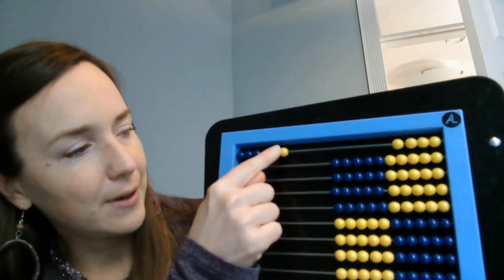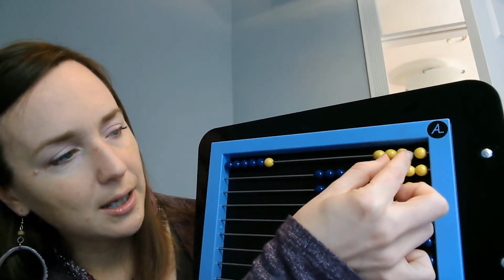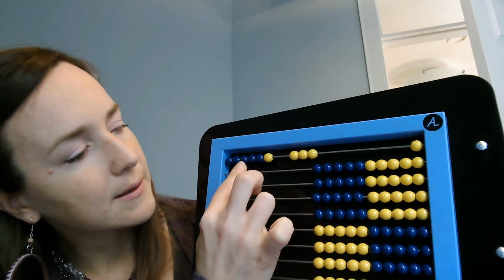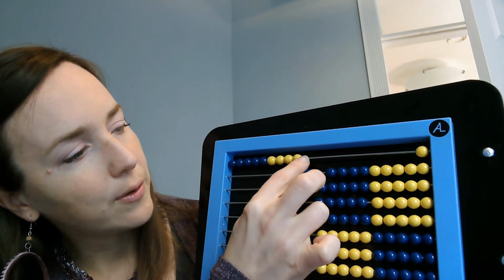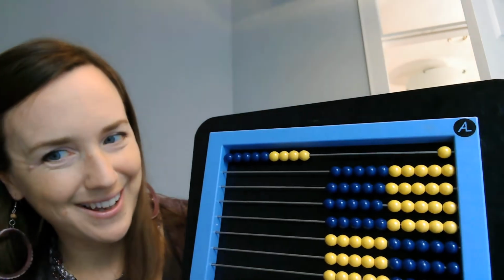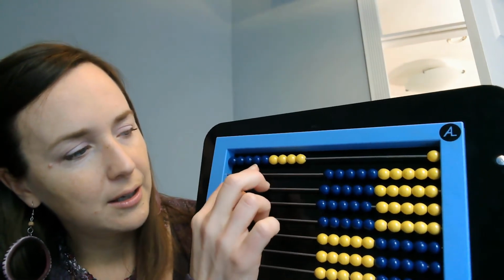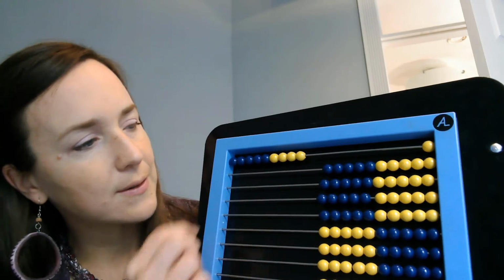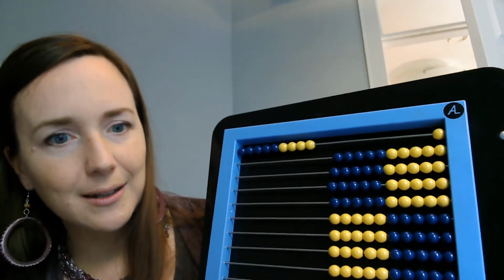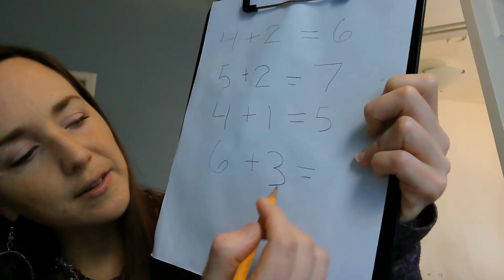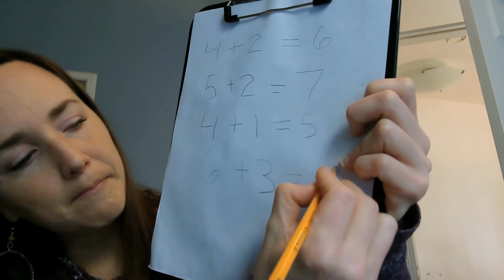Okay, so I know 5 and 1 is 6 plus, is that 3? 6 plus 3 equals, what does that look like? 9. There's only one left over here. We knew that 5 and 4 is 9. So 6 plus 3 equals 9. So we will write that as our sum. And we finish this equation. 6 plus 3 equals 9.